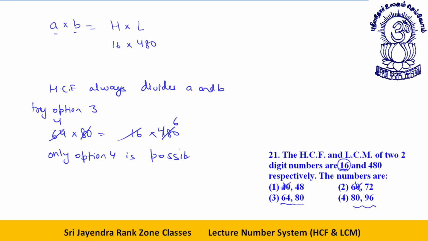Let's check. I'm very sure this is possible now. 80 into 96 is equal to 16 into 480. Let's see. 96 cancel with 16 will give me 6. 80 cancel will give me 480. 6 is equal to 6, or 1 is equal to 1. That is verified. So that way your answer is option number 4. Let's move to the next concept now.